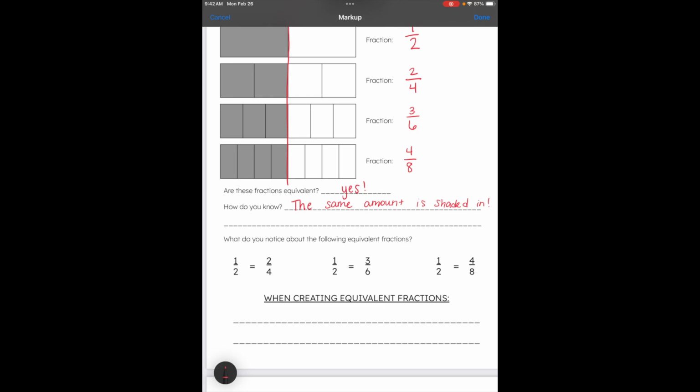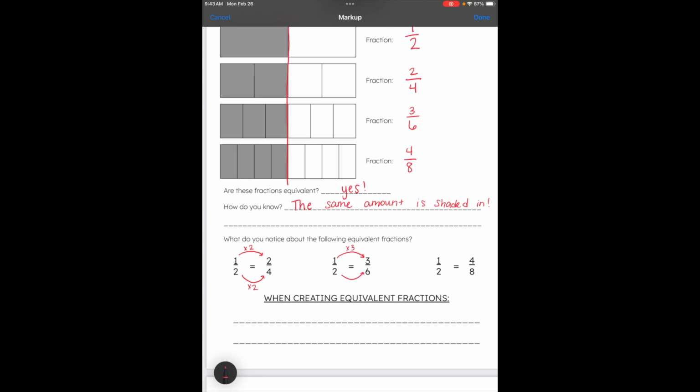Something that I'm noticing is that when I get from 1 to 2, I can create some type of rule. I could do plus 1 or times 2, and then when I'm looking down at the denominator, I can't follow that same rule of plus 1, but I can follow that rule of times 2. So here's my rule. What do you think the rule is for this one?